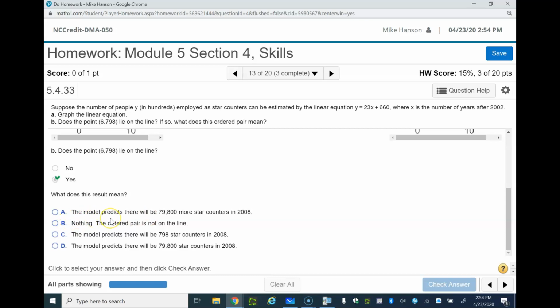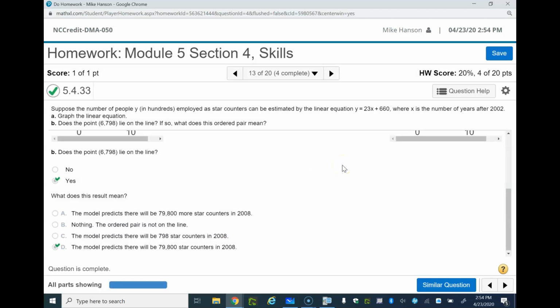So we look here, we're looking for the hundreds spot for 2008. So here it says the model will be 700 and more than 200. I don't think it's going to be more than that. And then here it is not going to be 708 because again we're in the hundreds spot. So I think it says the model predicts there will be 79,800 stars in 2008 because this is the exact number here. So it looks like D is going to be our answer. So that's going to be all of section 4 and just a little bit of section 3.